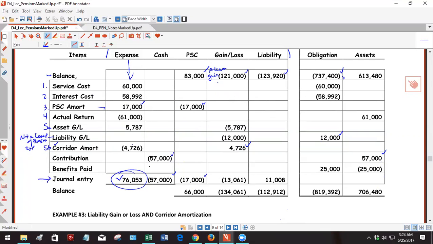So every column, debit and credit, except not the balance column, is being totaled. And then this is minus the sum. This is your plug number. It's minus the sum of the other journal entry items. So you take 76,053 minus 57,000 minus 17,000 minus 13,061. Sum that up and take the negative of that, and it's 11,008.